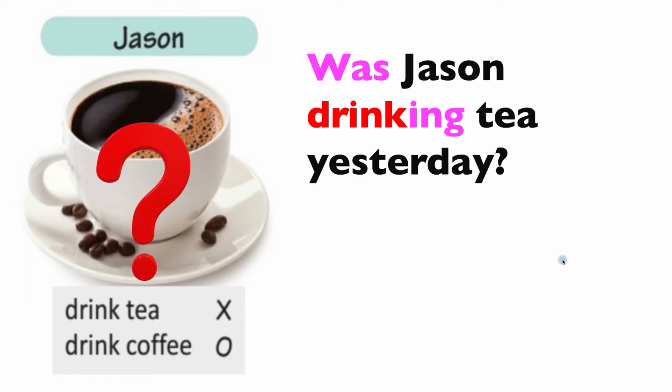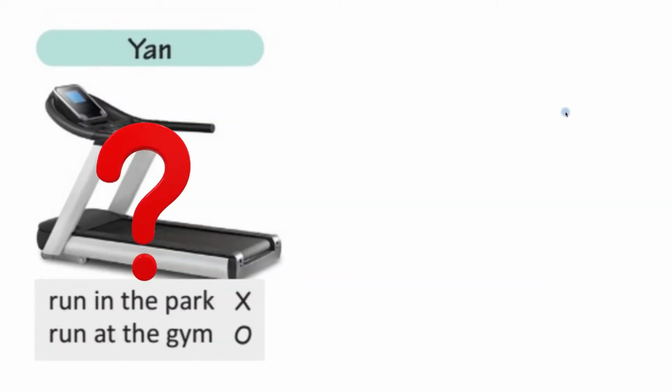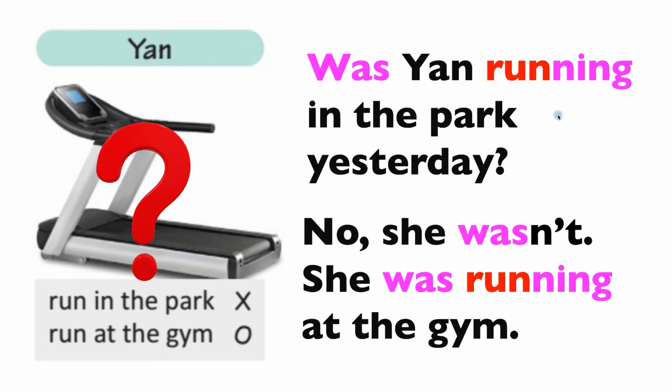Was Jason drinking tea yesterday? And we say no, he wasn't. He was drinking coffee. Yes. So throughout it follows a similar pattern. Was for one person, were for two or more people. Ooh, running machine. Yes. Treadmill. Was Yan running in the park yesterday? No, she wasn't. She was running at the gym.